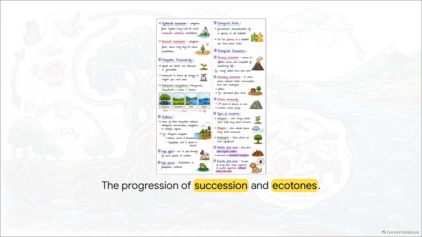When you pull back and look at this whole progression, you really see the big picture. From completely empty rock in primary succession to the much faster recovery of secondary succession after something like a fire or farming destroys a landscape, right up to a beautifully balanced climax community. It really shows how the abiotic and biotic factors we discussed at the very beginning work together over time to carve out these distinct ecological niches.